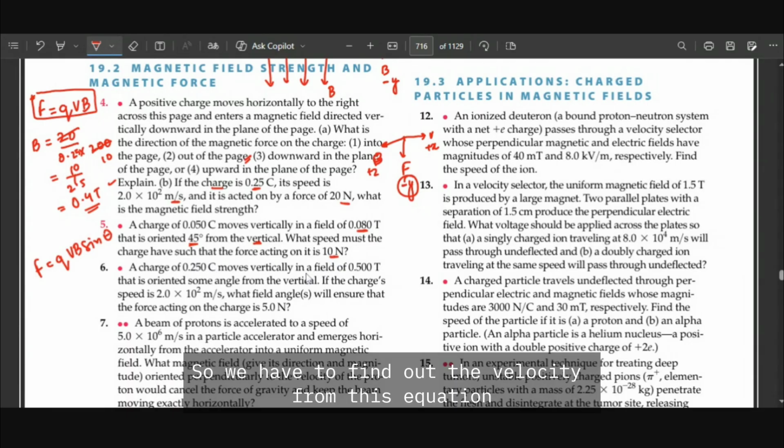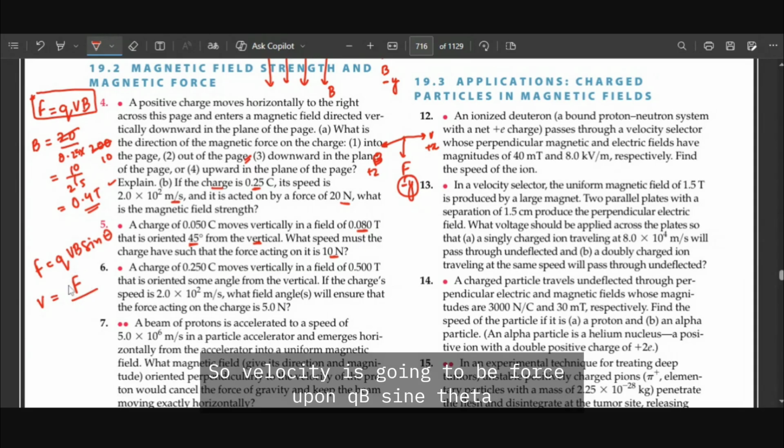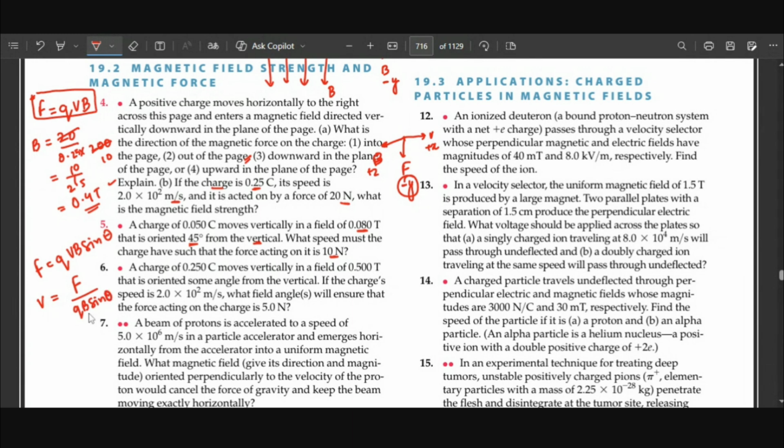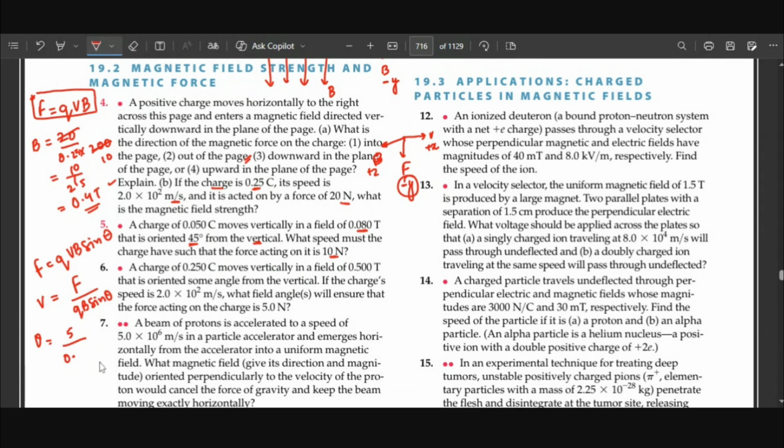So we have to find the velocity from this equation by simply using this relation, that force is QVB sine theta. So velocity is going to be force upon QB sine theta. We have been given everything here. Force is 5 newtons. Charge is 0.25. Sorry, 0.05. Can you plug all the values into the equation and tell me the answer?